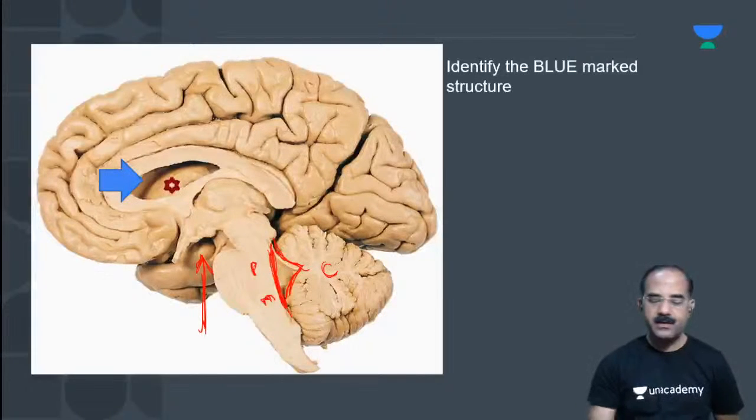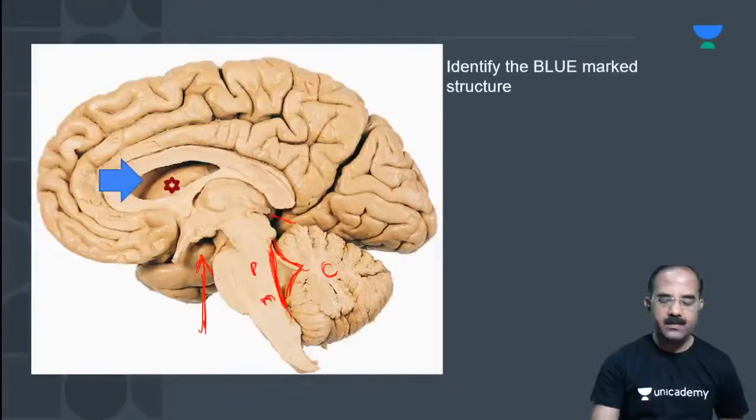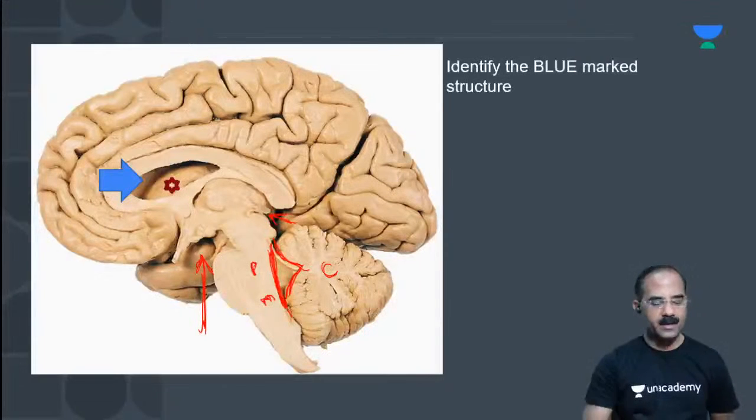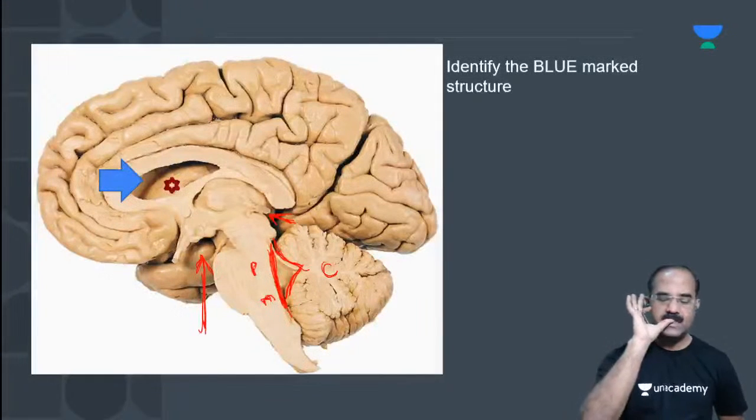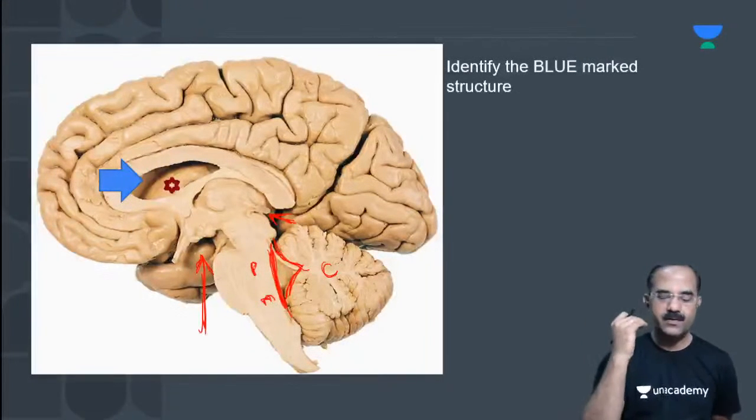Not the pineal. Pineal is here. Look, this is the pineal gland. It is located behind. That's the pineal gland. This is the mammillary body. Very good, that's the mammillary body. And here, behind, is the pineal gland. Perfect. That's about the medial surface of the brain.